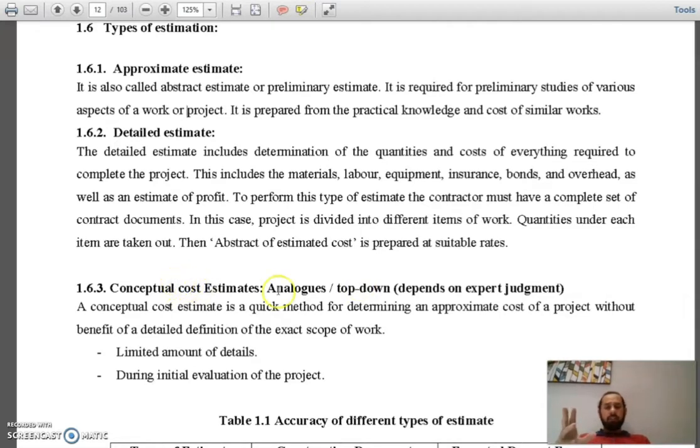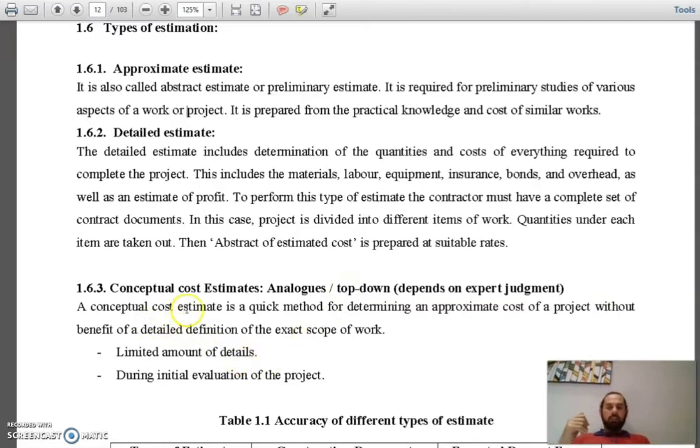Conceptual cost estimates, analogous or top-down, depend on expert judgment. The expert says that this costs like that. Top-down means I'm starting from the top. Down-to-top means I'm starting from each element of the project, calculating the quantities of the elements, then going to the top, the full price of the project. Top-down means I'm going to say that this project costs this much.